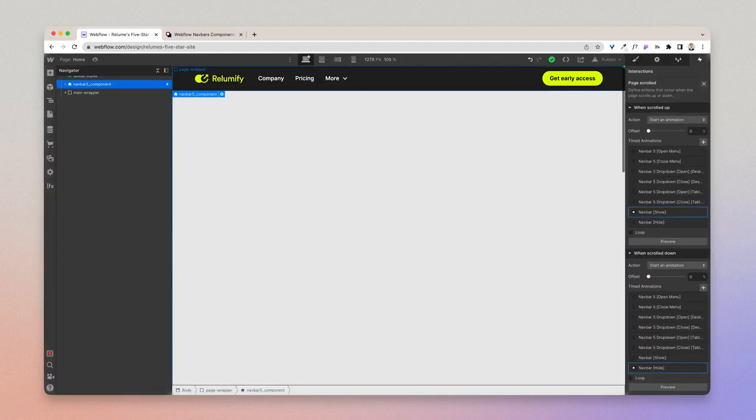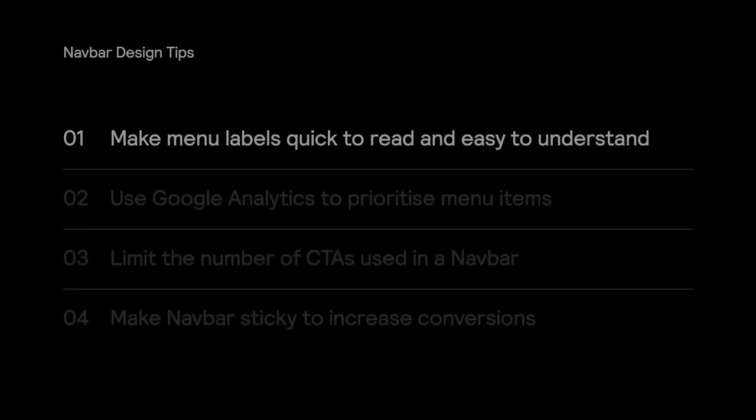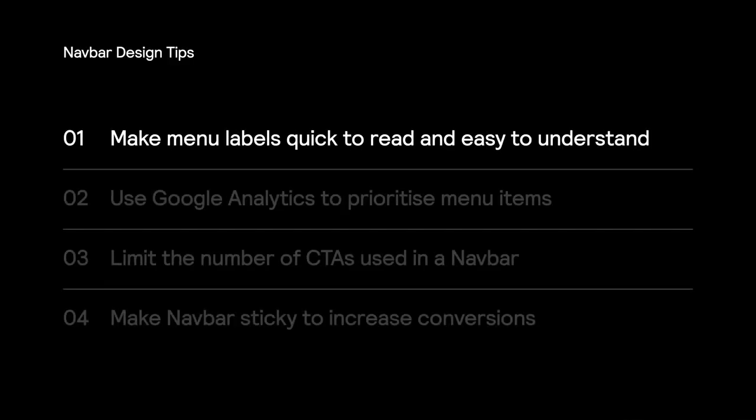And finally, let's jump into some design tips and takeaways. So the first one is make link labels quick to read and easy to understand. Sometimes it's better to go with familiar labels like pricing, about, than it is to invent a word.